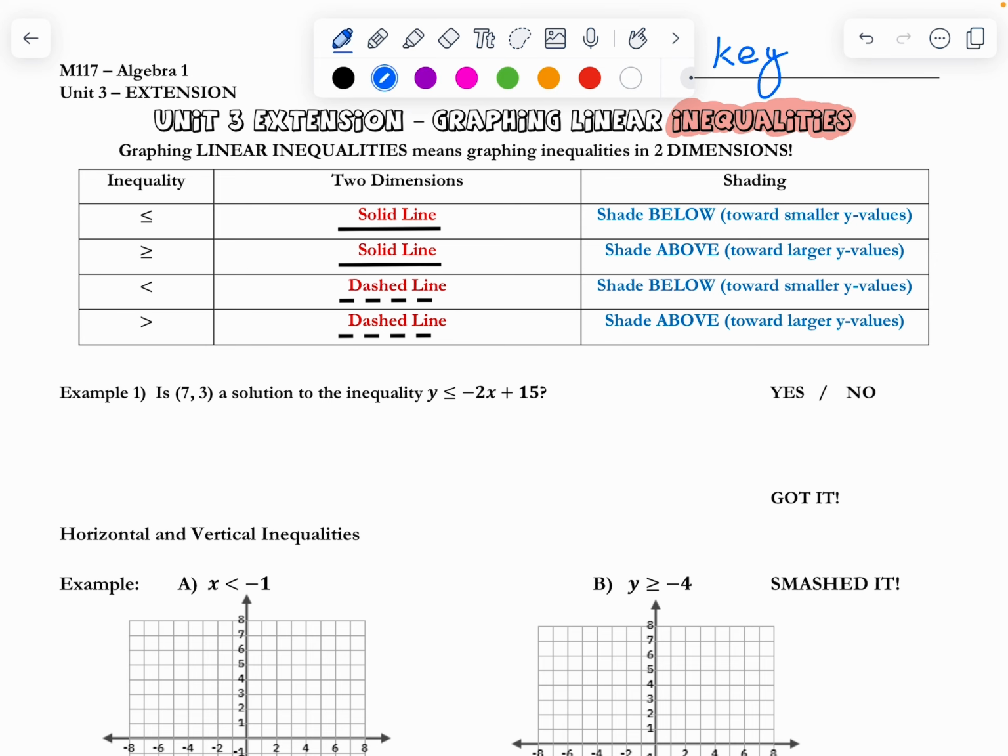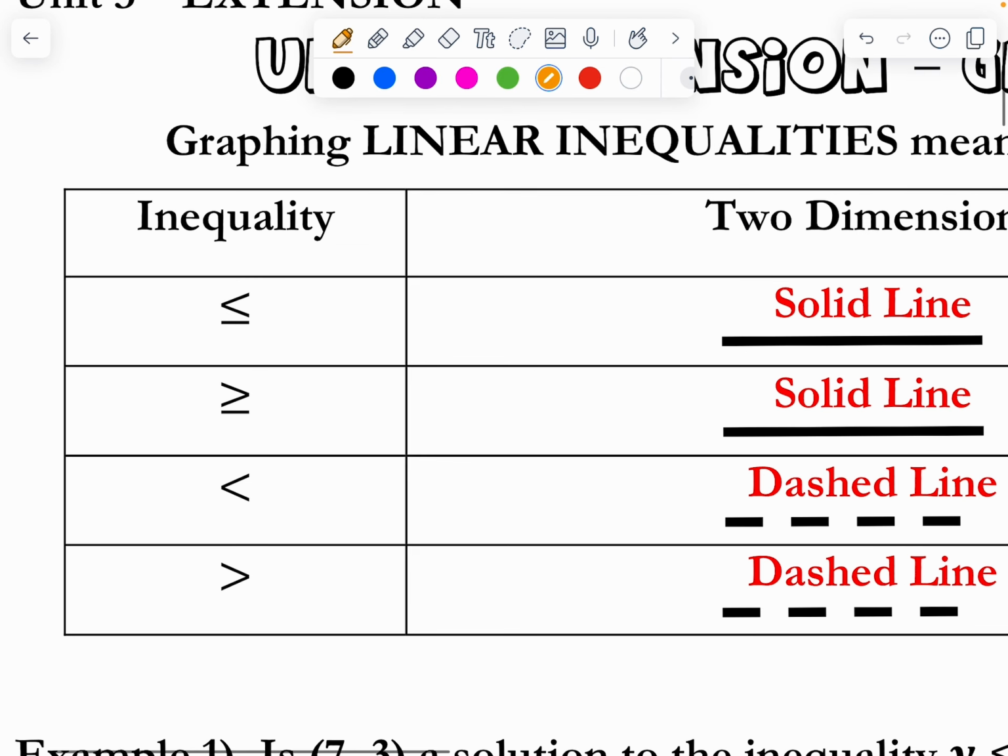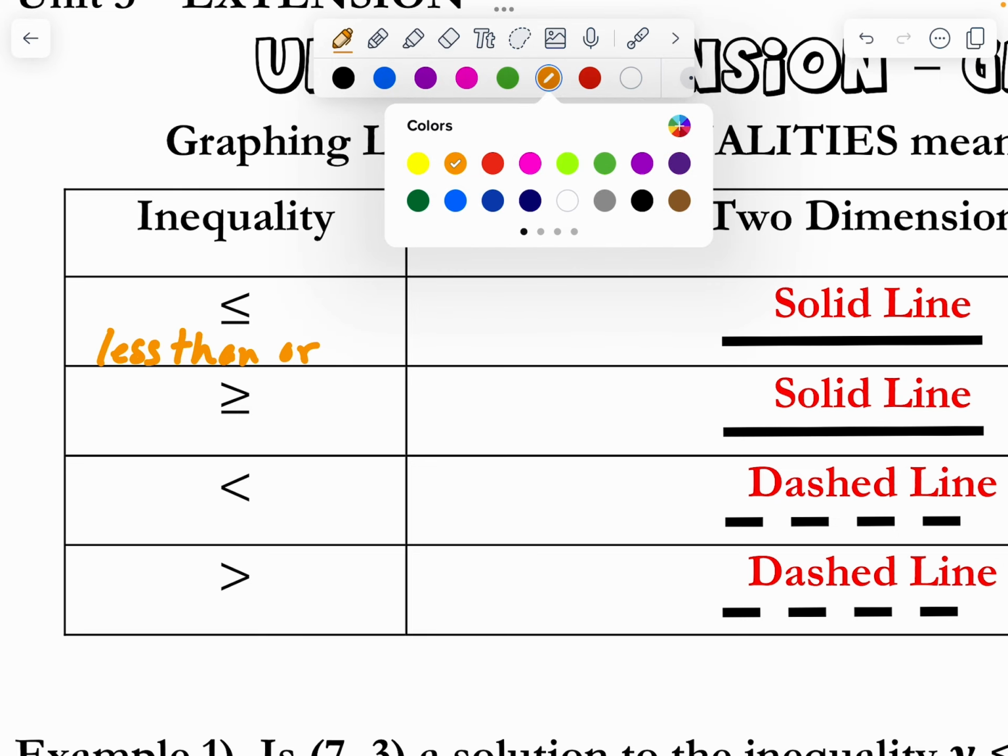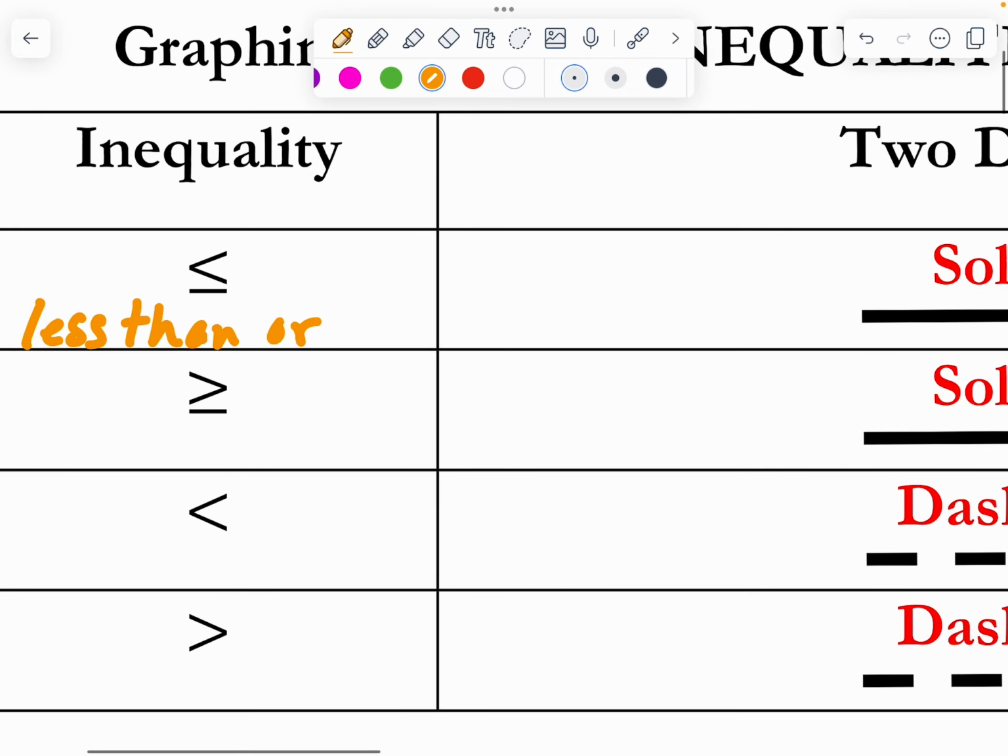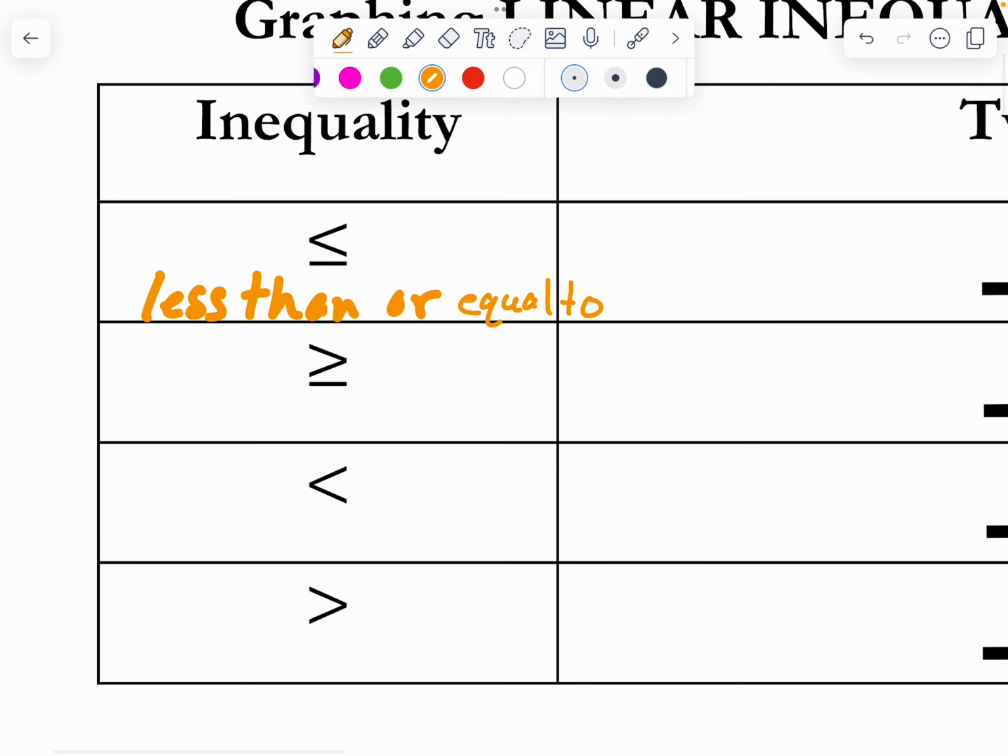So this little sign here, let me see if I can get my little highlighter. This symbol is my less than or equal to sign, right? So I'm actually going to write it down here: less than or equal to, right? So that's my less than or equal to. Then this one right here is my greater than or equal to.